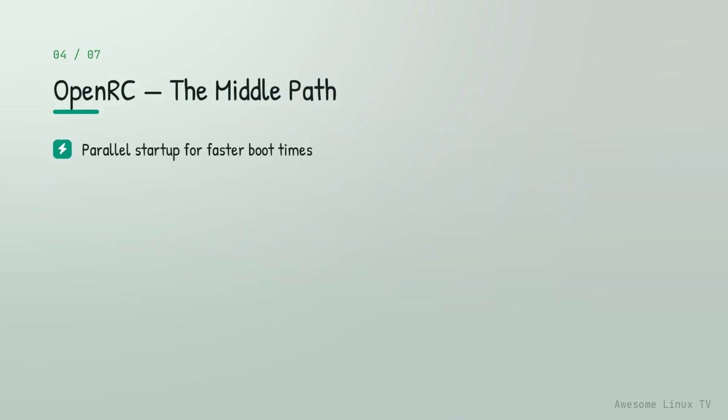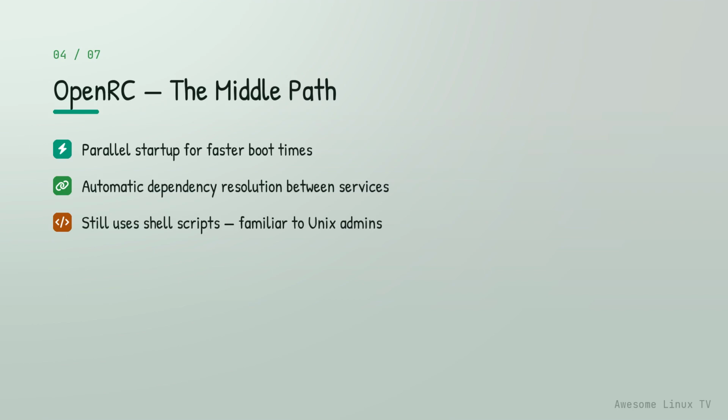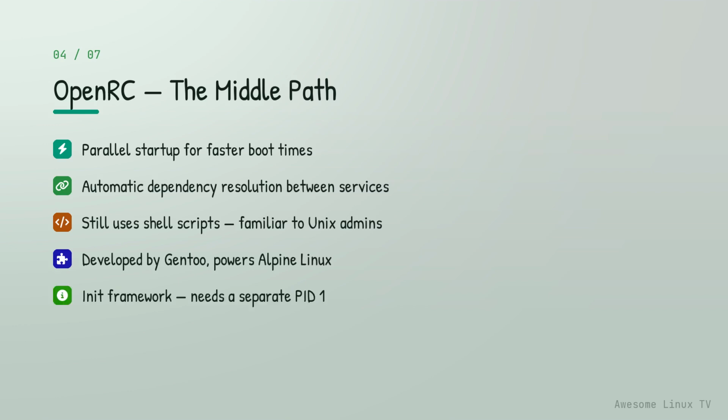OpenRC came out of the Gentoo project as an answer to SysVinit's sequential bottleneck. It keeps the shell script model, so if you've written SysVinit scripts before, the jump is small, but it adds dependency tracking. You declare what your service needs, and OpenRC figures out the order and can start independent services at the same time. Technically, OpenRC isn't a full init system on its own. It's a framework that sits on top of a basic PID 1 process, usually the one from SysVinit or BusyBox. Alpine Linux uses it widely, and so do Gentoo and Artix.